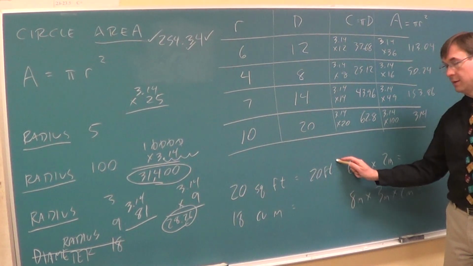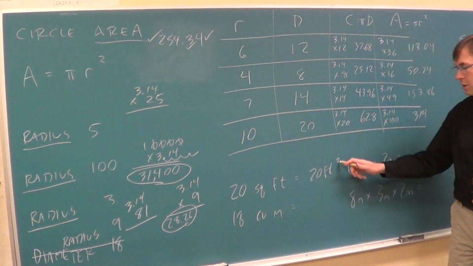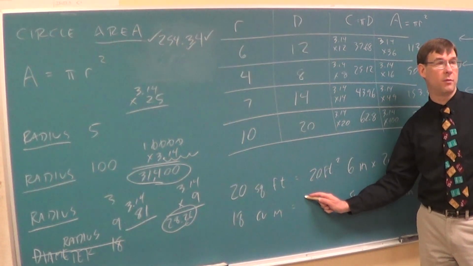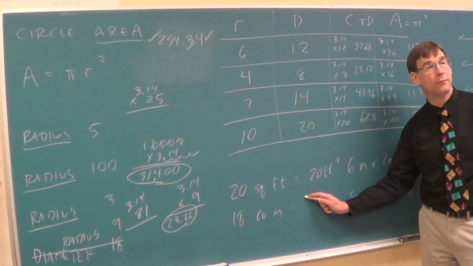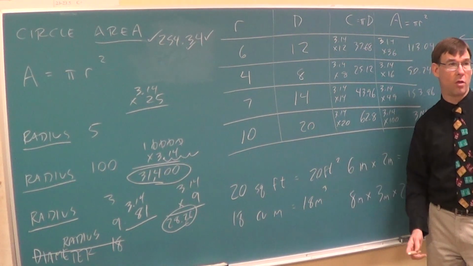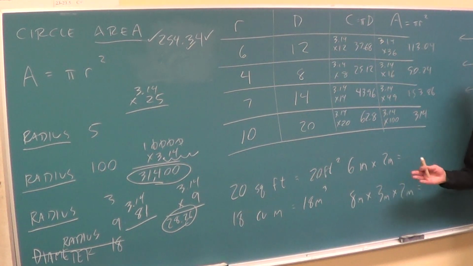20, then put feet, and then a little 2. So instead of the square in the middle, you could just put a little 2. 18 cubic meters, what's the other way? We've been writing that for a long time. 18 meters, put a little 3. Then they're going to give you a couple simple math problems to do, and then you have to decide whether to put a little 2 or a little 3.